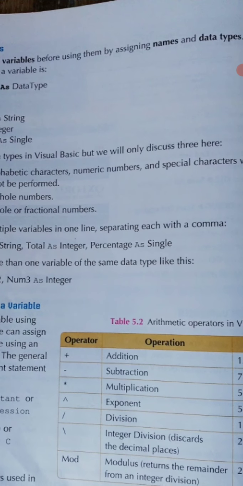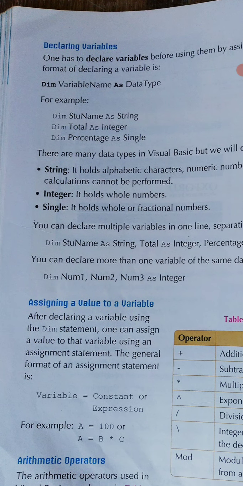Have you seen this? Dim variable name As data type. This is the format of declaring your variable. And here is your example: Dim student's name As string. Before explaining this example, I want to explain the data types. How many data types will you get here? You will get three data types: the first is string, the second is integer and the third is single.